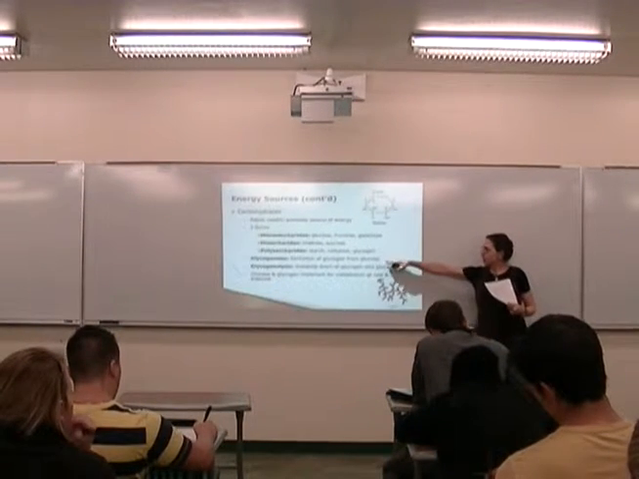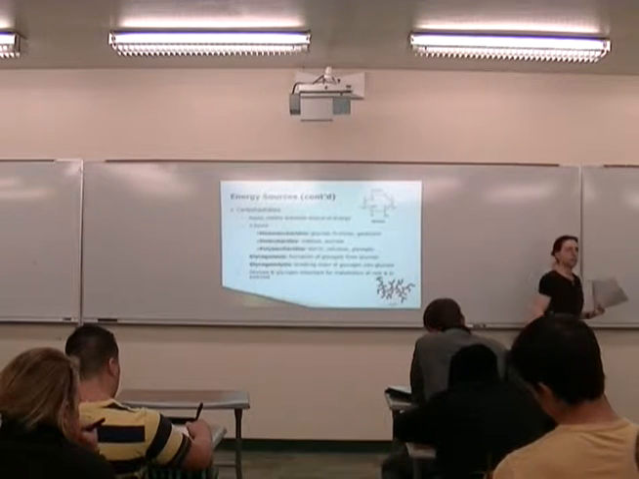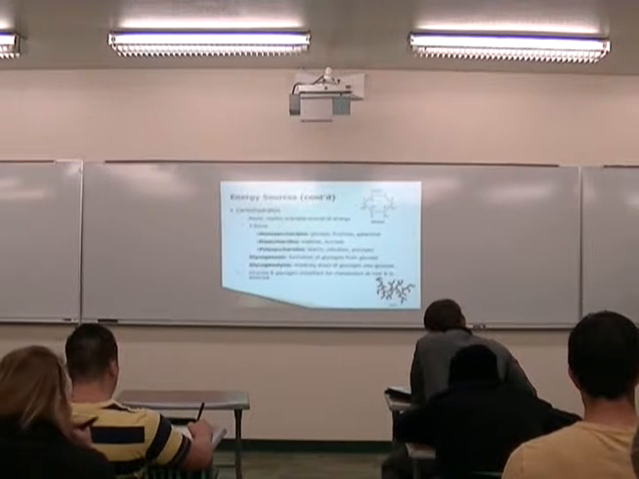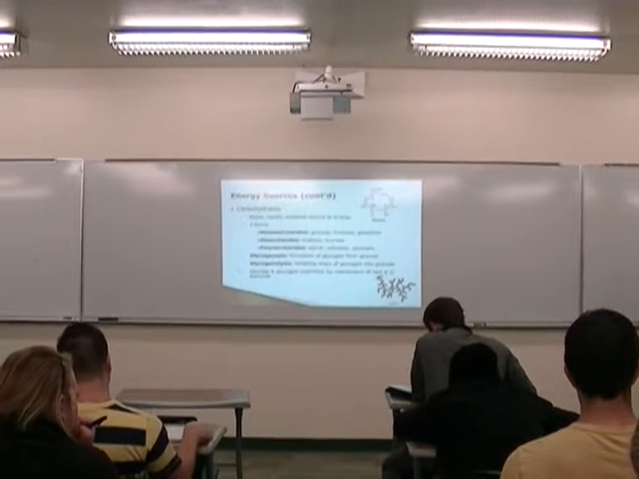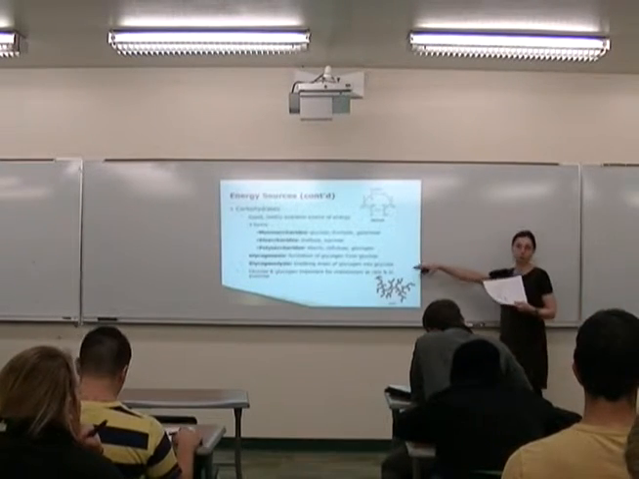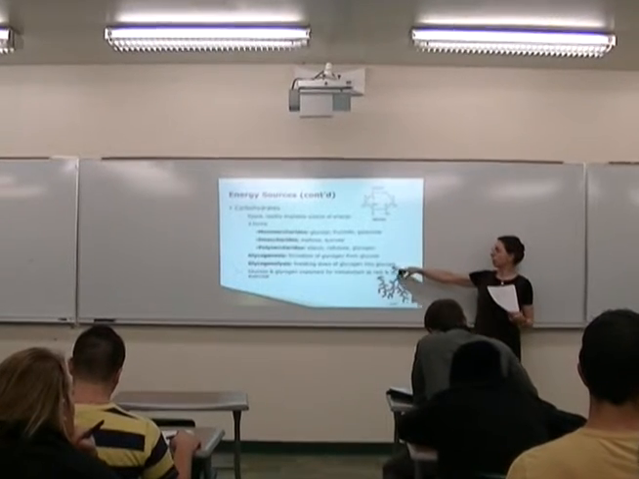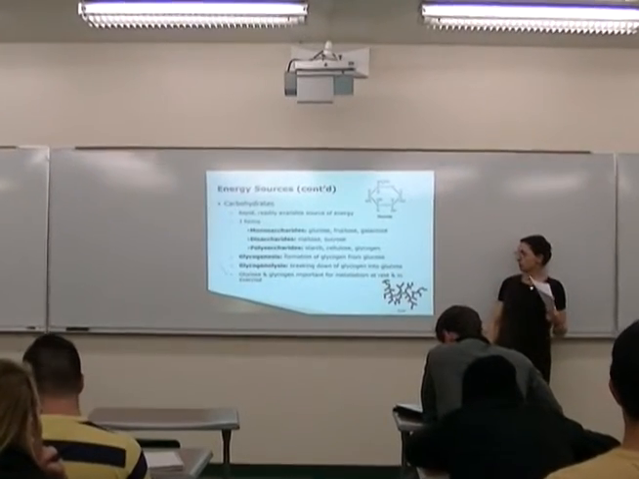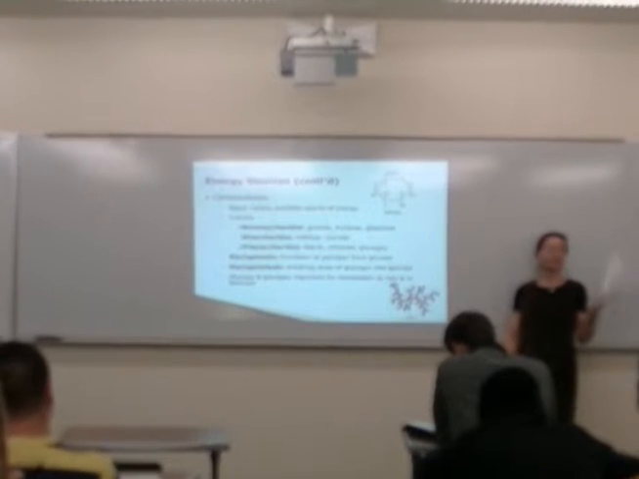If I'm making glycogen, the fancy term is glycogenesis. If I'm breaking glycogen down because I have it stored and I need to break it down into glucose to transport it around the body, then the fancy term is glycogenolysis.